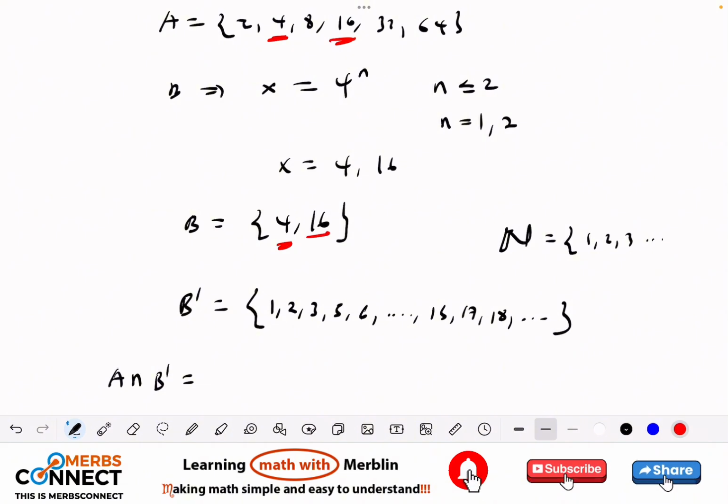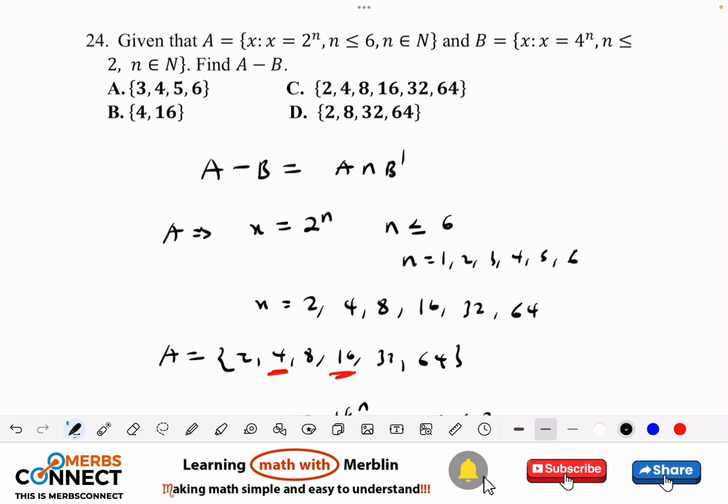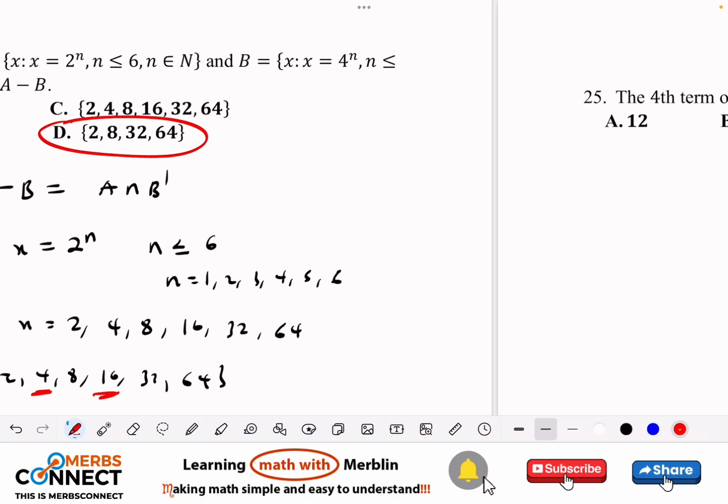So it means that our A intersect B prime is going to be, we have 2 here, 2 is also here, right? We don't have 4 here, because the 4 is in B. We have 8 here, because in between these dots we have 8 there. So we are going to have 8. We don't have 16, because 16 is in B. So from here going, we have the 32 and then the 64. So 2, 8, 32, and 64. So the answer here is going to give us D. It's very nice. So that is the way of doing that.